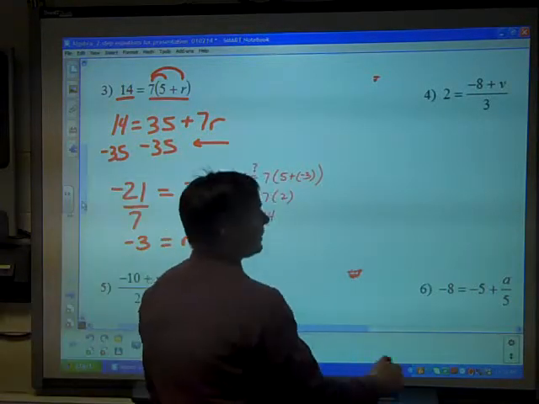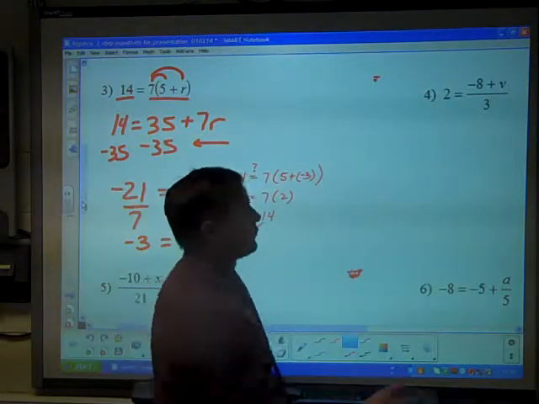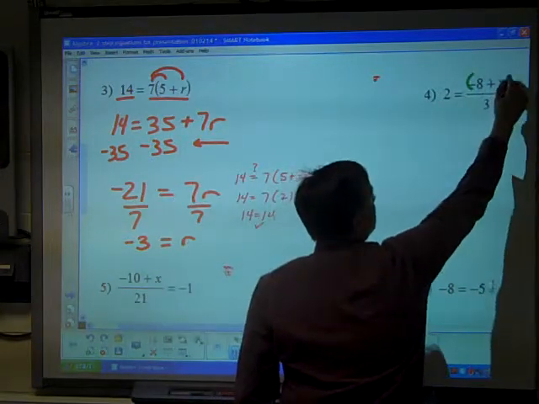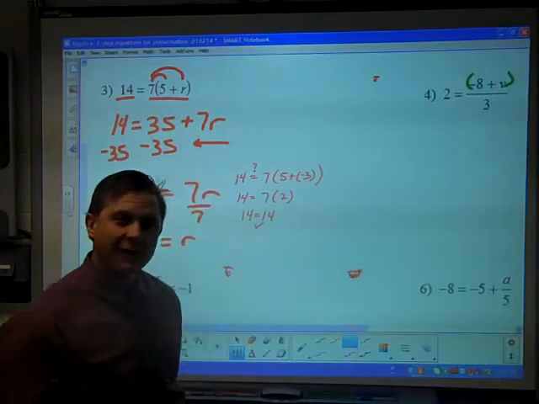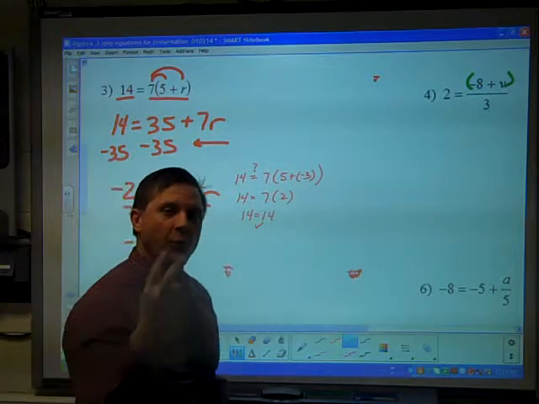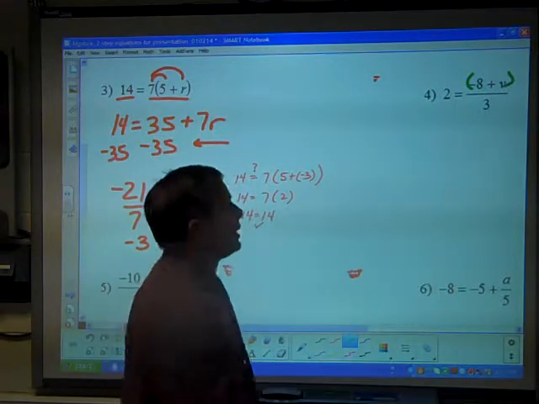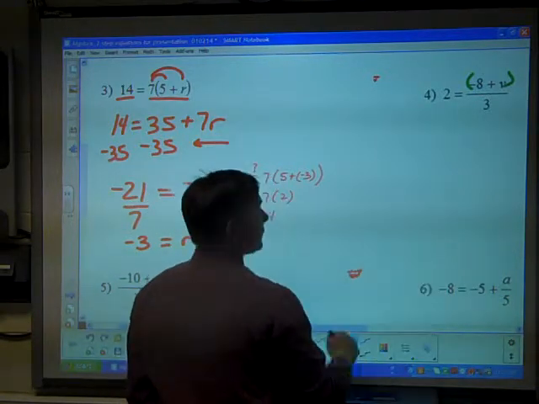Now, this is one that gets students. They look at this and they get confused. Remember, this is one bit of junk. So when I look at the equation on number 4, I only see 2 terms. So I got to look to multiply or divide first.